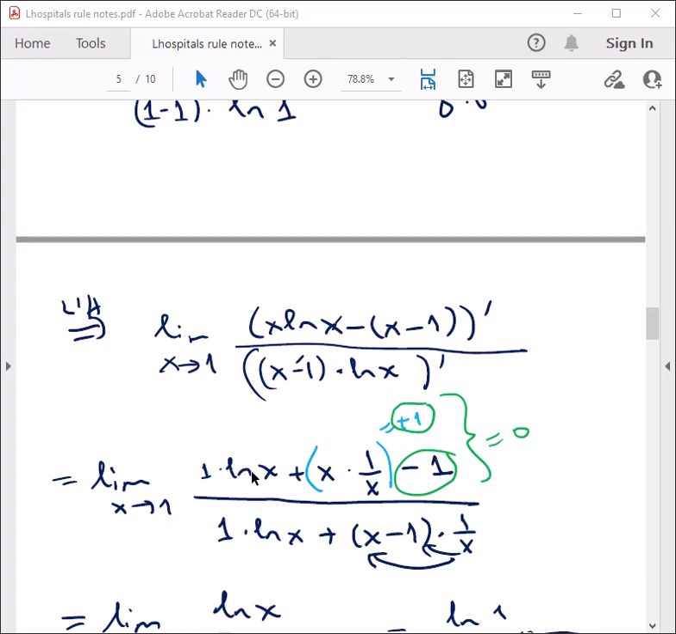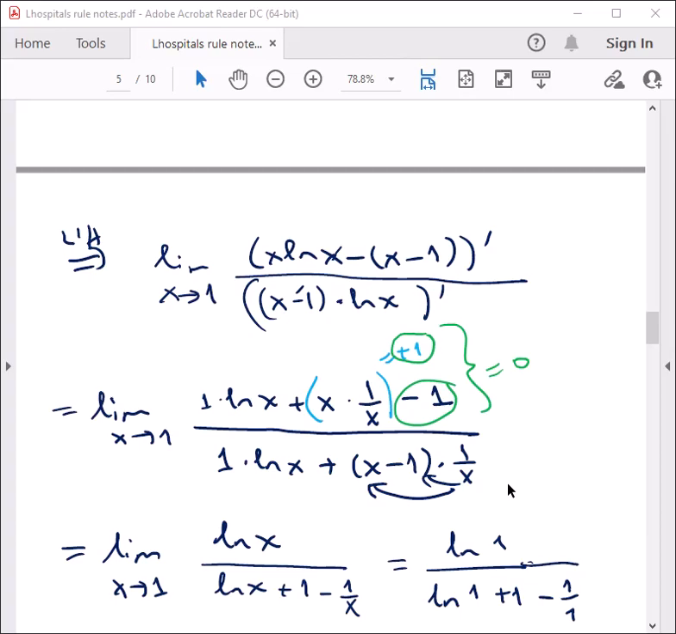We have ln x on the top only. On the bottom, again a product rule for the terms x minus 1 times ln x: 1 times ln x plus x minus 1 times 1 over x. Okay, so when we distribute that 1 over x on the denominator, x times 1 over x is 1, minus 1 times 1 over x is minus 1 over x.